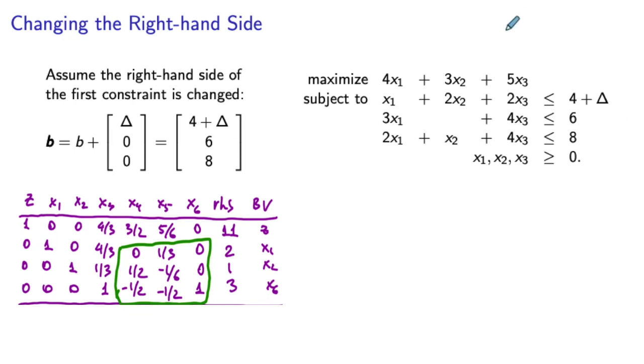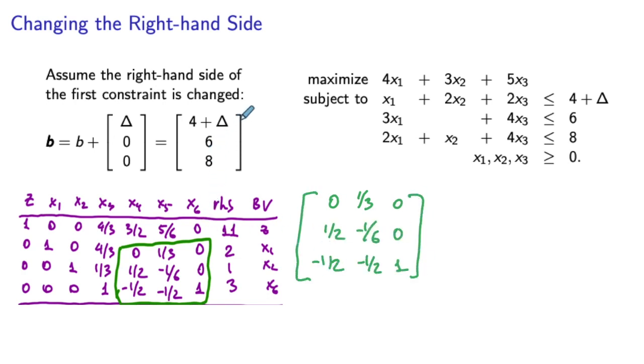Here we already have the optimal tableau for our problem, and we have B inverse put in the green frame here. B inverse can be read from the columns corresponding to the slack variables, and the slack variables are x4, x5, x6 in our case. Again, it's important that we arrange the rows in the same order as the order of variables here, which is the order in which the columns of matrix B are specified. So we have B inverse, and we need to multiply it by the new b vector.